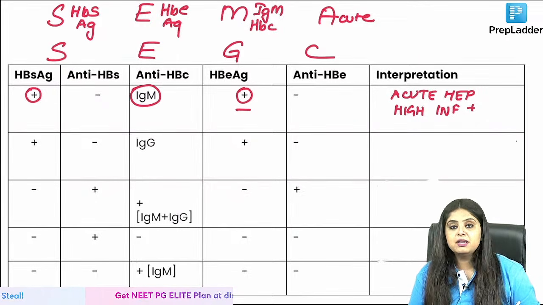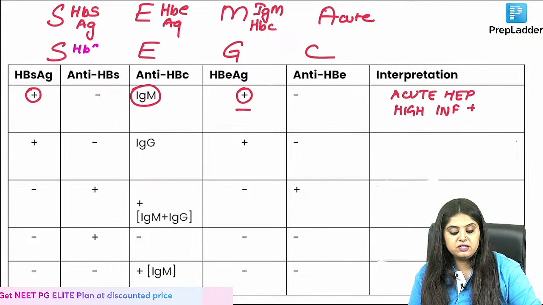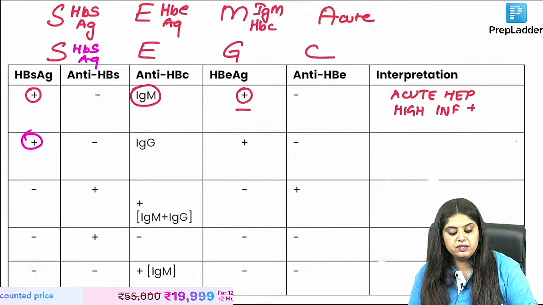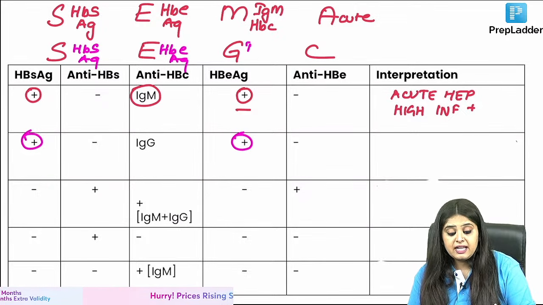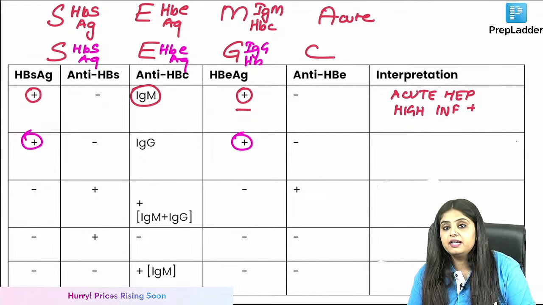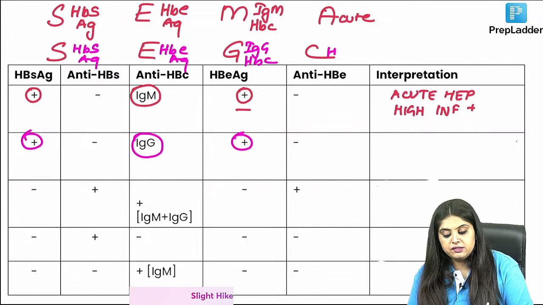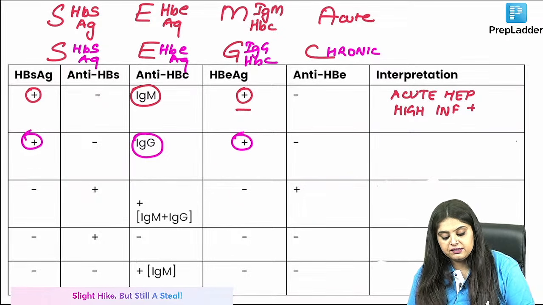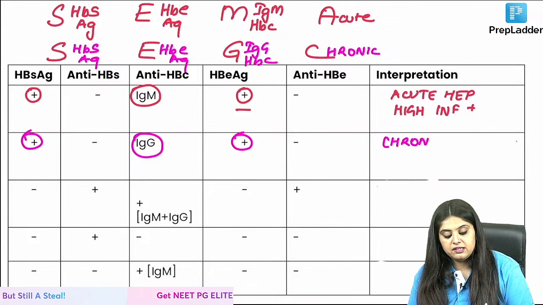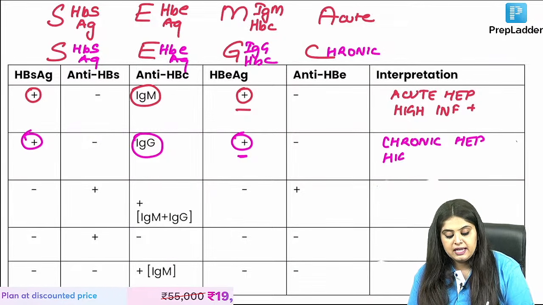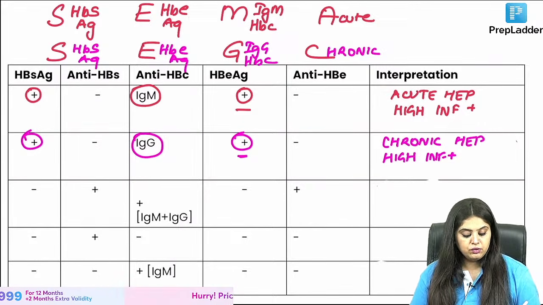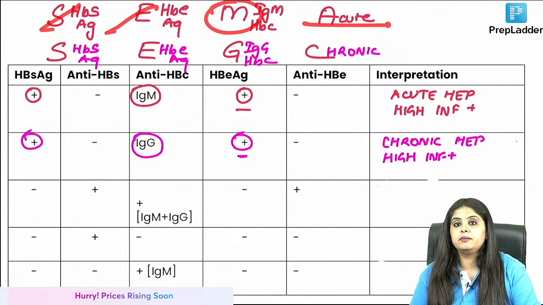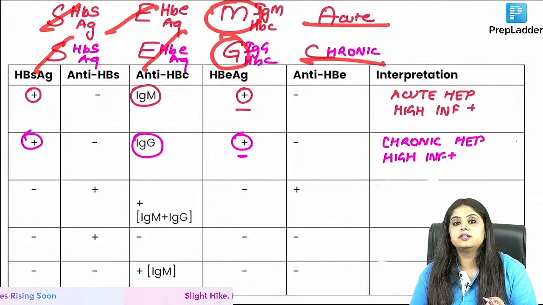Now let's go on to SEG-C. If the surface antigen is positive, HBE antigen is positive, and IgG type of HBC antibody is present, now the story has turned into chronic hepatitis. Is this chronic hepatitis high infectivity or low infectivity? Till E antigen is present, ma'am, everywhere I will write high infectivity. So this is also understood. Simple, right? So surface, E, IgM means acute; surface, E, IgG is going to be chronic.